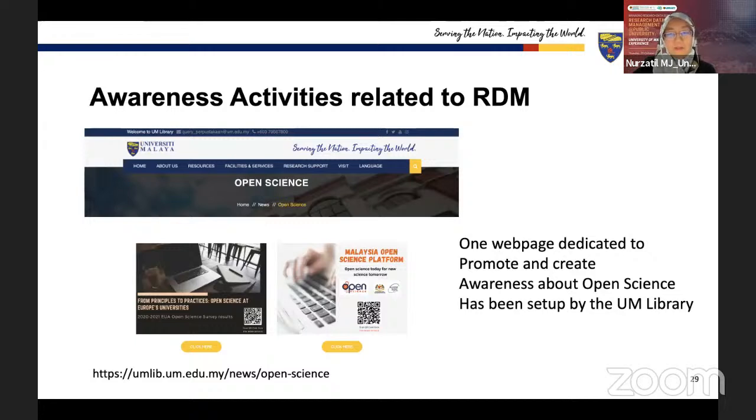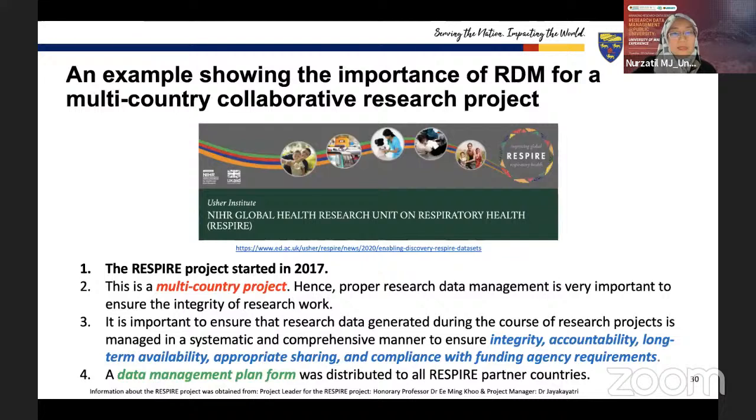At the same time, the library has put up a web page on its website to promote and create awareness about open science. That's an initiative by the UM library. Basically, that pretty much sums up our activities under the UM Open Science Initiative at the moment.